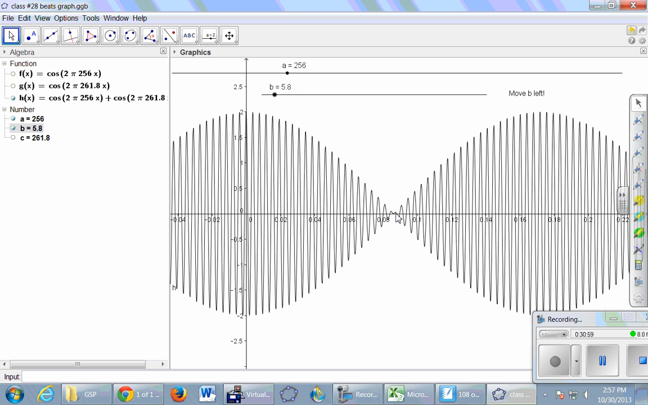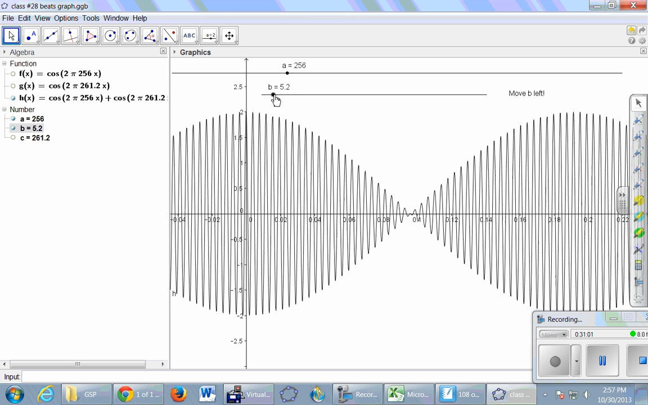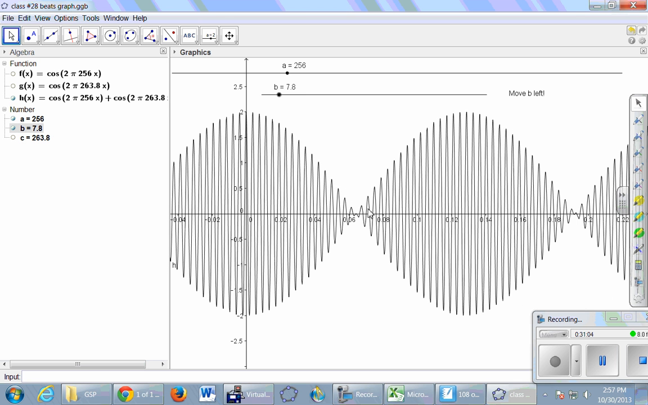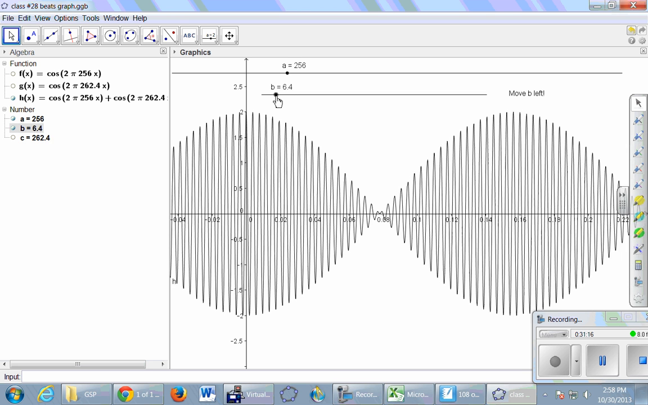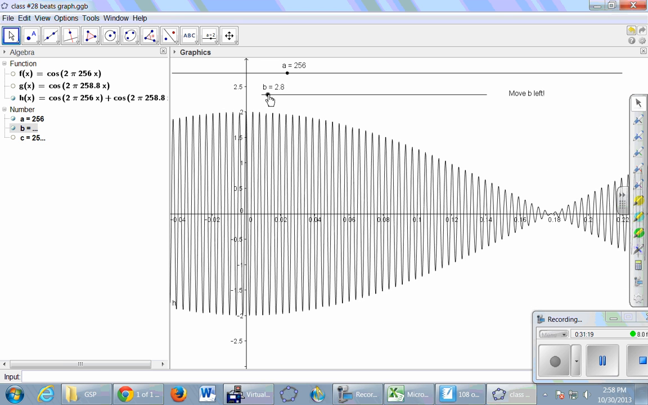And as we make these two notes closer and closer to each other, you can see that the length of time between one vanish and the next is getting bigger. And that's what we heard when we listened to the sketchpad thing: the oscillations, the beats, were taking longer to happen, and it felt like they were going more slowly. And that's exactly what happens when you make these two notes very close to each other.